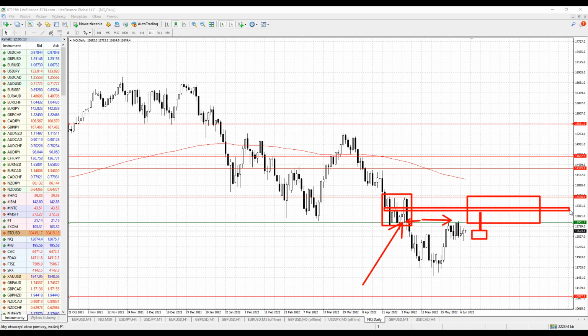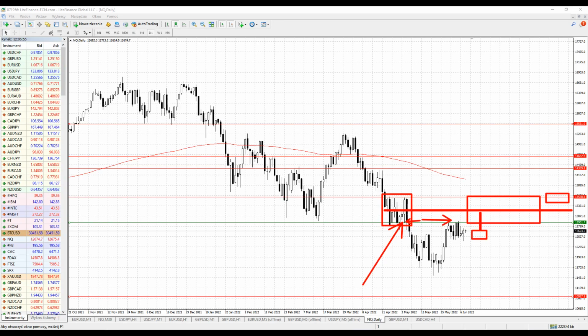It could be 13,300, and finally it could be an attempt to attack 13,550. So we have three levels. We have a supply zone we are testing right now, okay? And we have to be very careful and either try to take advantage of each level separately, or try to approach with scaling into the selling position. But I think that's the zone, and there is a chance.